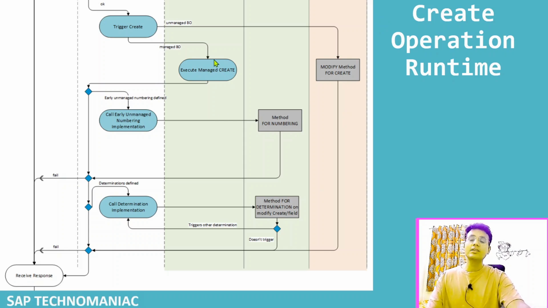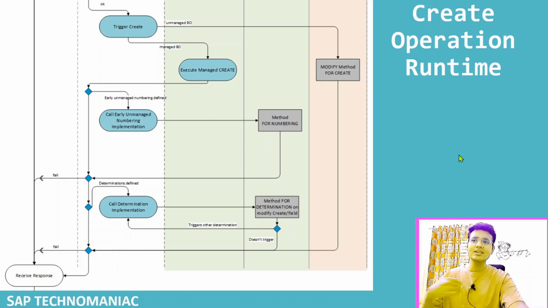In the managed scenario, the managed create will be called, and if you define early numbering, then the early numbering method will be called, and if you have some determination which you want to do during the transactional phase, those determinations will be called. All these things will be called during the create method, or during the initial transactional phase of the create operation. So these are all the methods called in the managed scenario. This determination is different. As I explained, a determination can be called during the transactional phase and also during the save sequence. If you define something during the transactional phase, those determinations will be called.